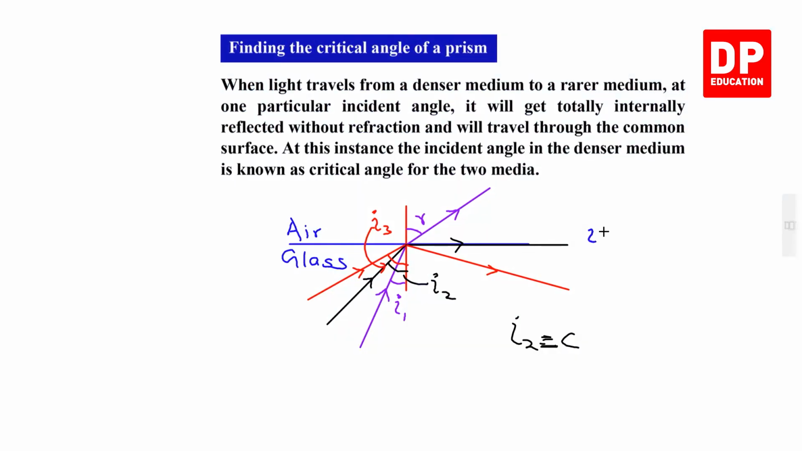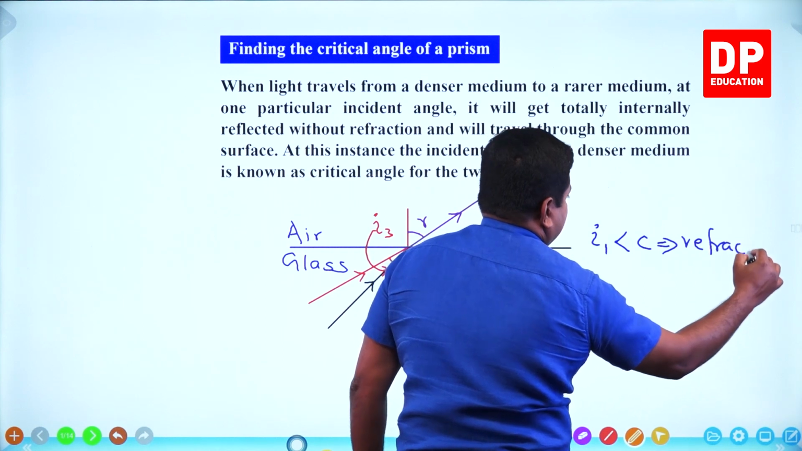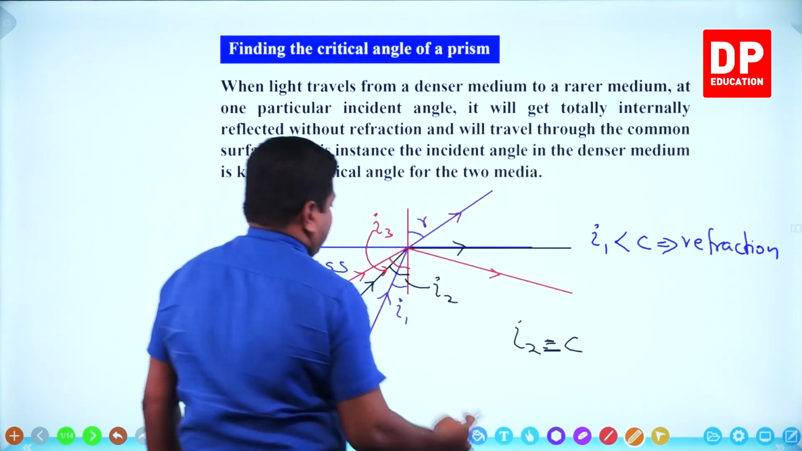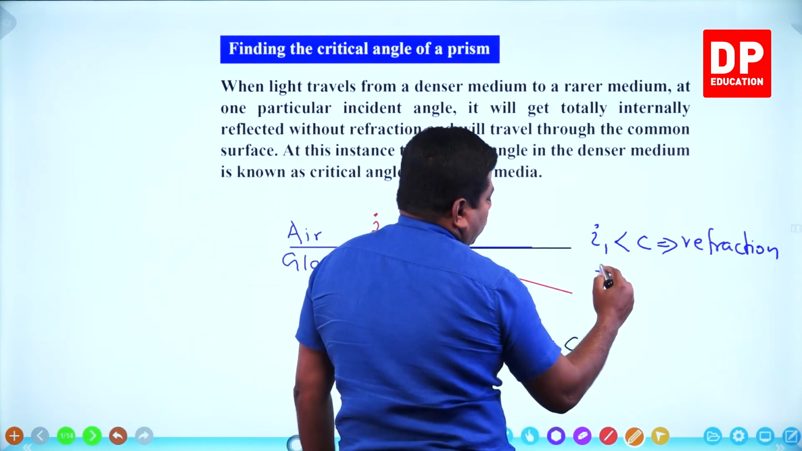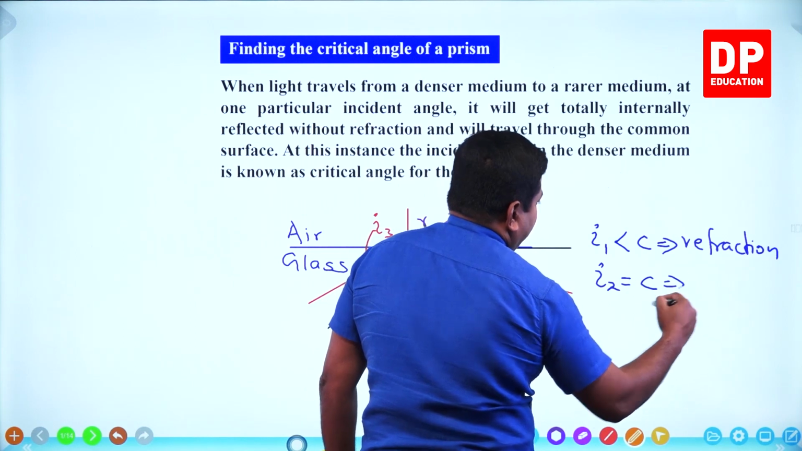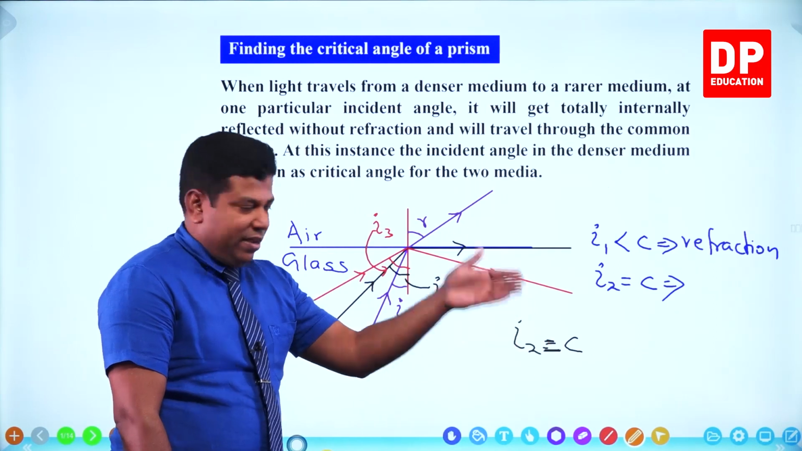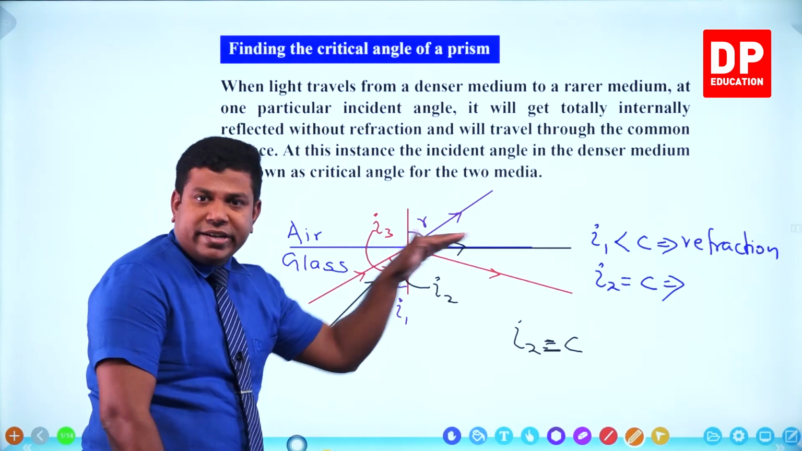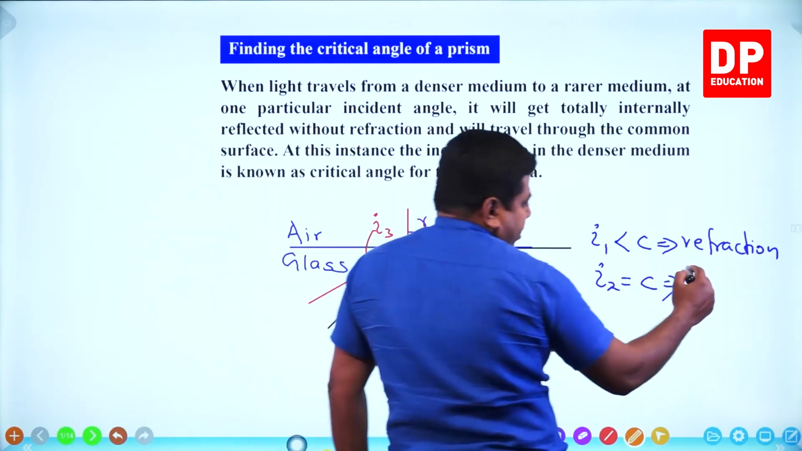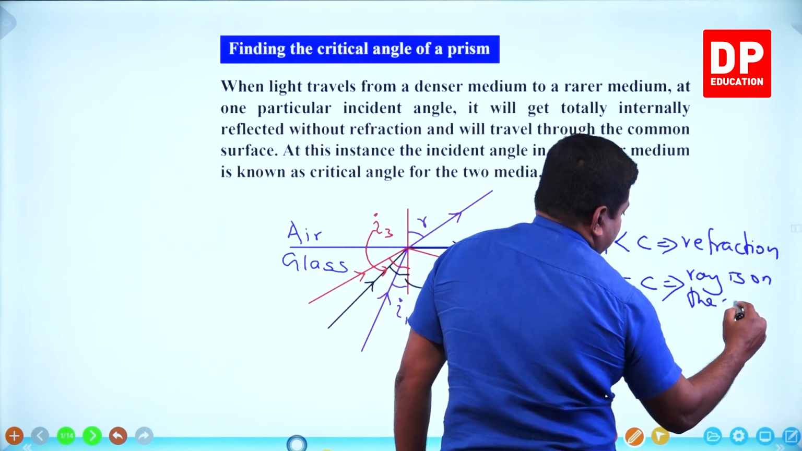Look at the first. When I1 is less than the critical angle, what do you observe? Refraction happens. That's the first one, the purple color line. When I2 is equal to the critical angle, what do you see there? It's not refraction, it's not reflection. I mean, even if it is refraction, it doesn't emerge into the next medium. It travels on the surface, on the common surface. The ray is on the common surface.